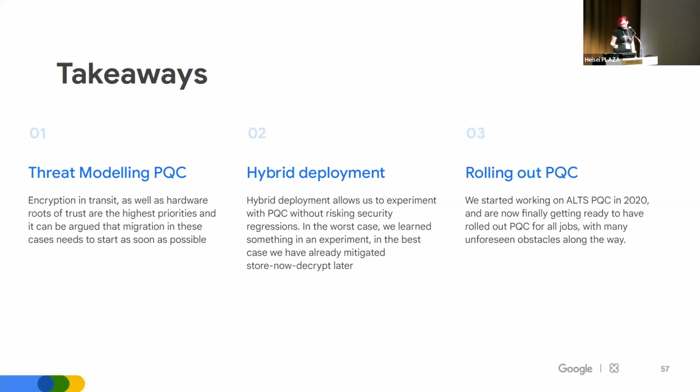And lastly, rolling out PQC takes a long time. We started this work in 2020. We are now finally getting to the position that the last few jobs should start using PQC only. And there were many unforeseen obstacles. I don't think that I expected a stack overflow to happen without an array out of bounds read. So this migration will take a long time. This was the first of many things that need to migrate. So we should really start with this migration sooner rather than later.